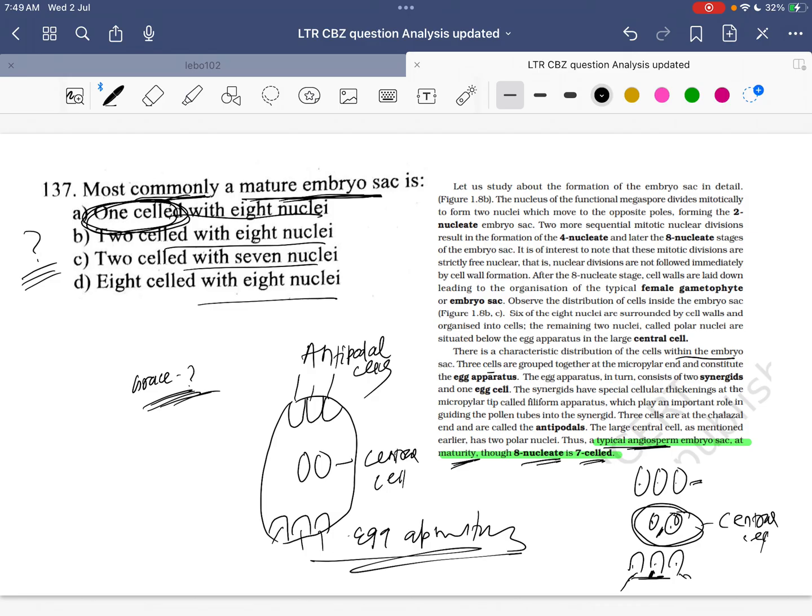There is a characteristic distribution of the cells within the embryo sac. Three cells are grouped together at the micropylar end and constitute the egg apparatus. The egg apparatus in turn consists of 2 synergids and 1 egg cell.